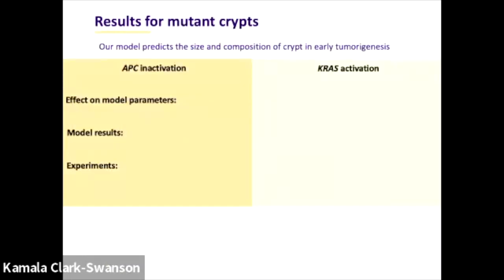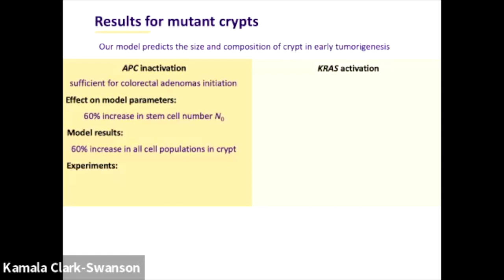And now we also have our first results for mutant crypts, thus being able to demonstrate that our model predicts the size and composition of crypts in early tumorigenesis, where the acquisition of the APC inactivation and the KRAS activation happens. For the APC inactivation, we see from the literature that it's sufficient for colorectal adenomas to initiate. And the effect of this mutation on model parameters has been reported to be a 60% increase in stem cell numbers N0. With this increase in stem cell numbers, our model predicts a 60% increase in all cell populations in crypts. And it has been experimentally observed that we have a proportional increase up to 100% in the TA compartment and total crypt size after the acquisition of APC inactivation.